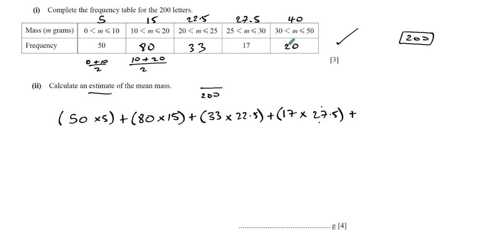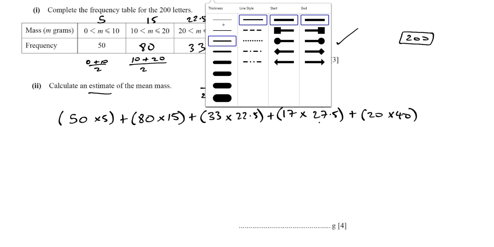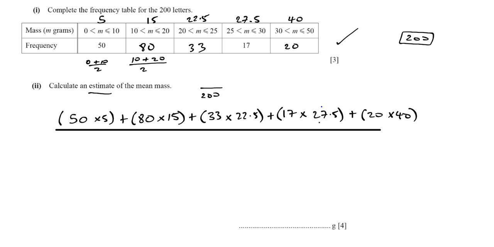Plus, finally, we've got these 20 letters at the end, whose mass we have estimated to be 40 grams. And all of that, the straight line, all of that has to be divided by the total number of letters, which is 200. They told us there was 200 in the question. Okay, 200 letters. But if they hadn't told us, how would we find that?